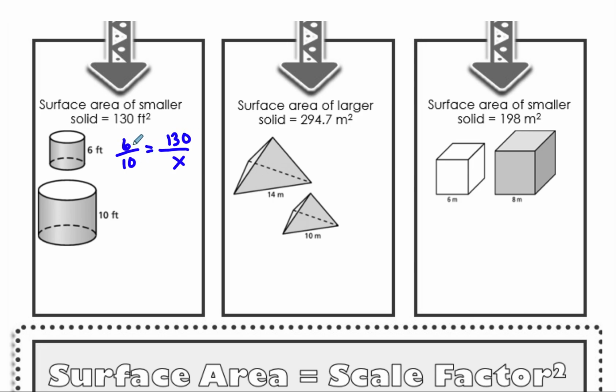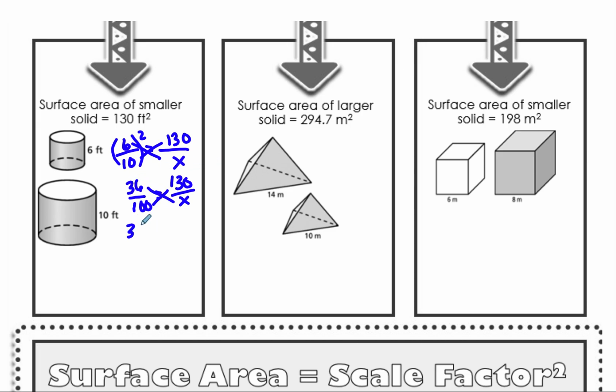Okay, I don't see an easy multiplication pattern side to side, so let's do some cross products. 6 times, wow, I was so excited to solve this that I almost forgot the most important step. I said it before I started the problem, but I didn't actually do it. That ratio of the sides needs to be squared because it's surface area. So 6 squared, 36. 10 squared, 100. And then 130 over x.